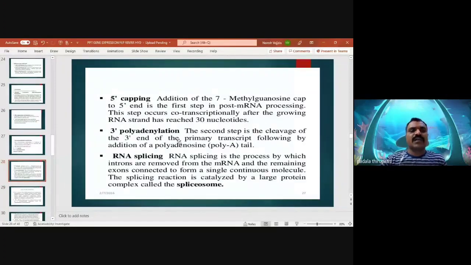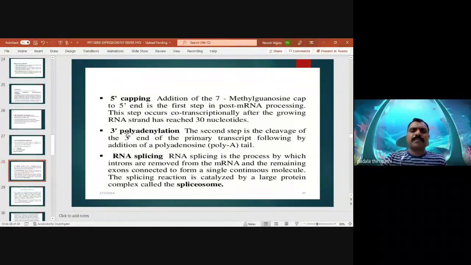First, 5' capping. 5' capping is the addition of a 7-methyl guanosine cap to the 5' end, the first step in post-transcriptional mRNA processing. This step occurs co-transcriptionally, after the growing RNA strand has reached 30 nucleotides. Whenever the RNA strand has reached 30 nucleotides, we observe the 7-methyl guanosine cap at the 5' end of the mRNA.